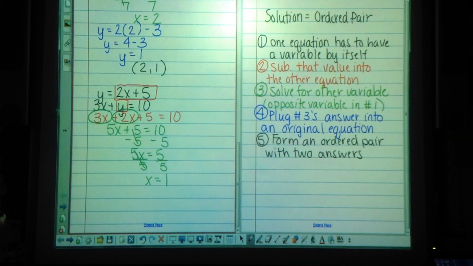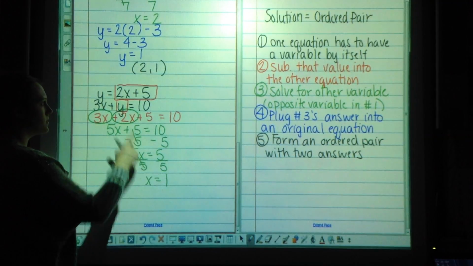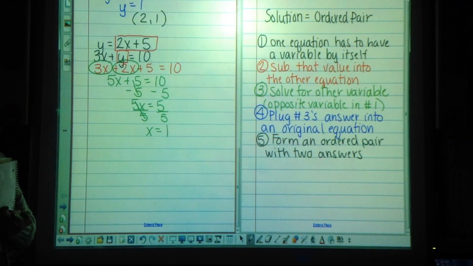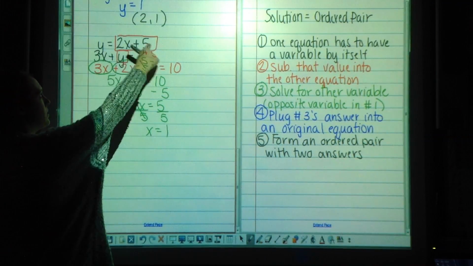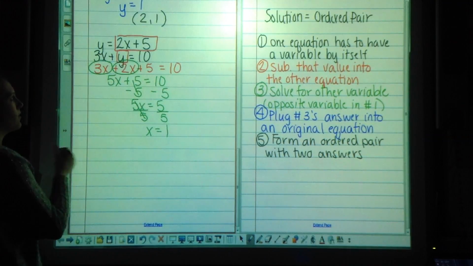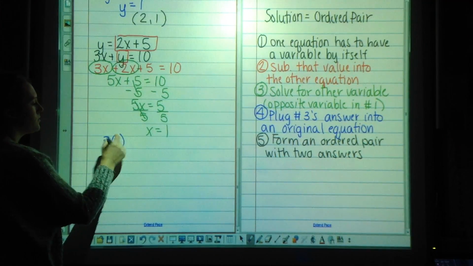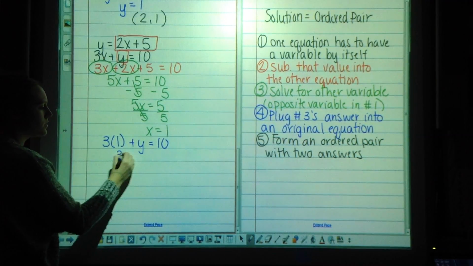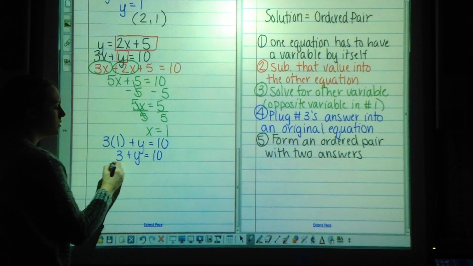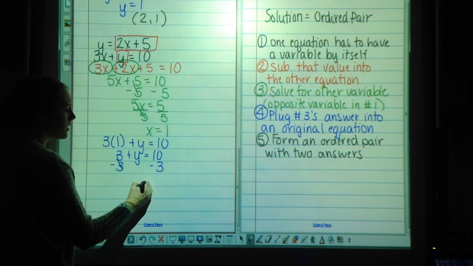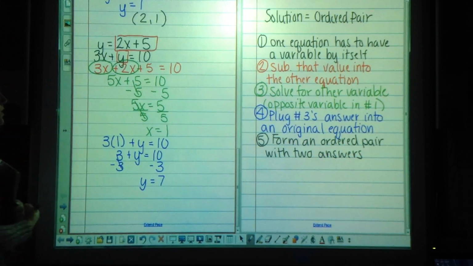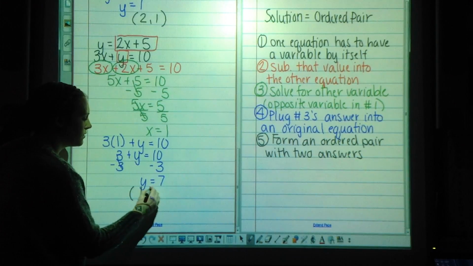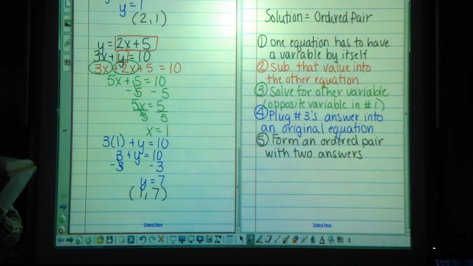Plug number 3's answer into an original equation. Just to be different this time, I'm going to choose the other equation to prove to you it still works. Normally I'd pick this equation, but I'm going to use this one to find my y value. So my x value is 1. 3 times 1 is 3. Get y by itself, so I get y equals 7. Either way, you're going to get the same answer. Your final answer is an ordered pair. Okay, make sure you get that down.